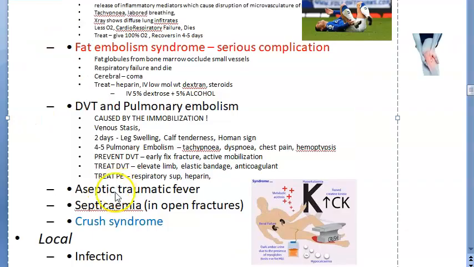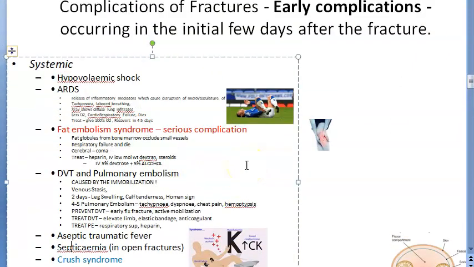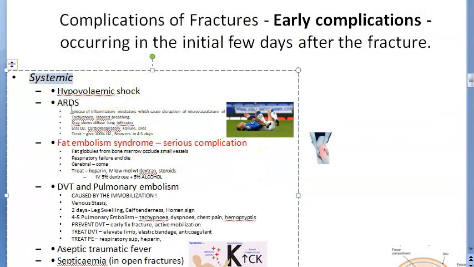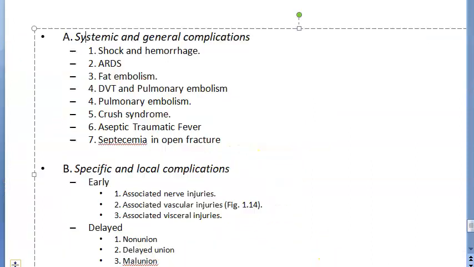Okay. Let us look at the other two that they have mentioned here. Septicemia. See, if there is infection, there can be septicemia. There can be aseptic traumatic fever, here they're saying aseptic, not because of infection. Some aseptic traumatic fever can happen in these people. Septicemia can happen if it's an open fracture, if it's infected. So there are some other complications that you will have to write. The systemic complications we have finished.